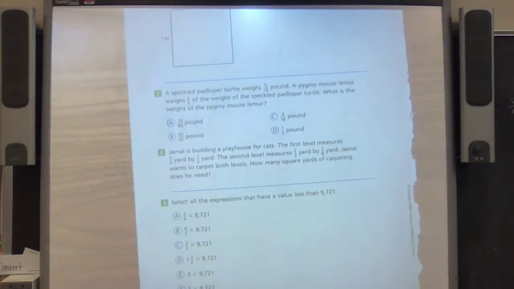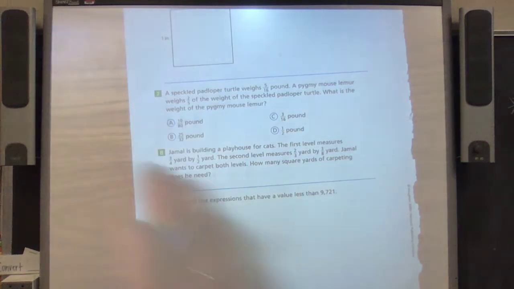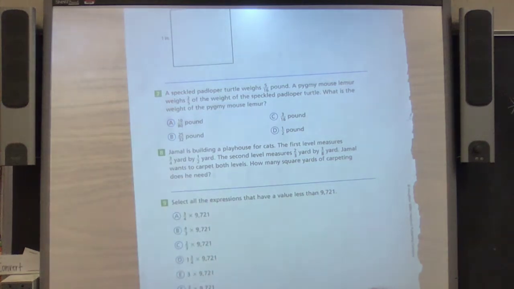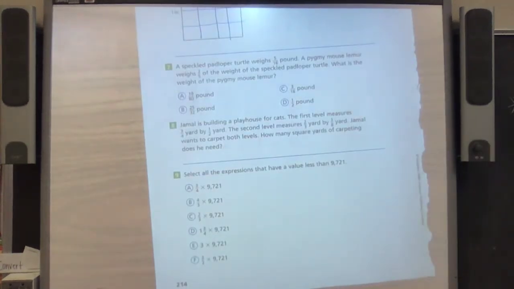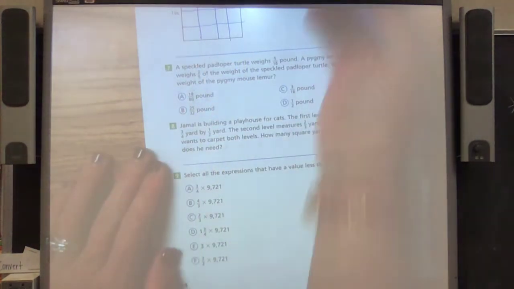Number 6. Draw an area model to find the area of a tile that measures 1/4 inch by 1/4 inch. Alright, my video messed up a little bit. So, we had just read this.